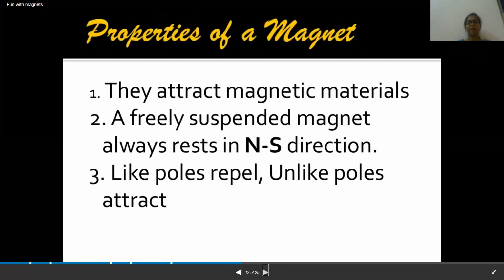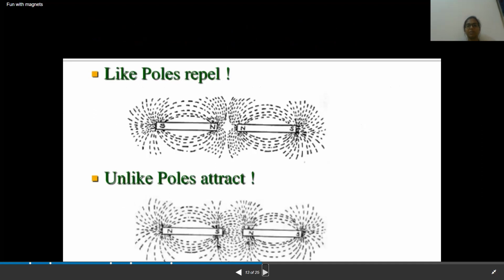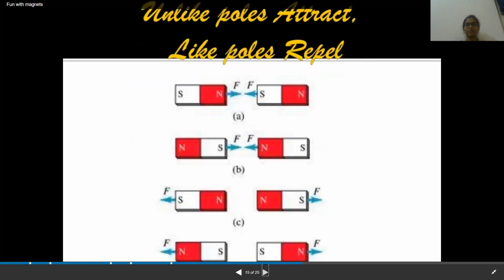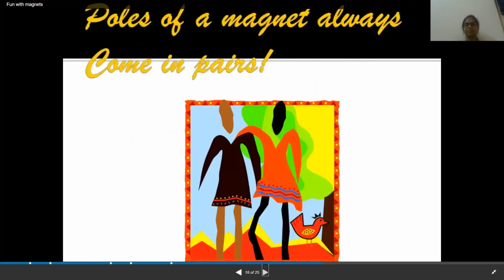And the properties of a magnet are they attract magnetic materials like iron, nickel, cobalt, and when freely suspended, what happens? They always come to rest in a north-south direction. Like poles repel each other, unlike poles attract each other. And you can observe here how unlike poles attract and like poles repel. And laws of magnet, okay, you can see. This is a little higher class for you. You'll understand there. And you can see the figure north, north, south, south, how they are attracting and repelling.